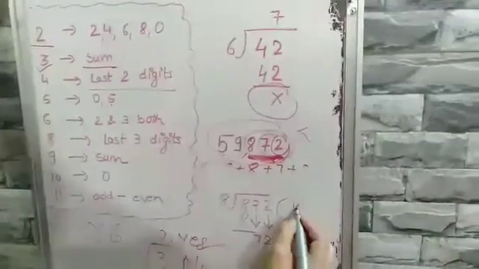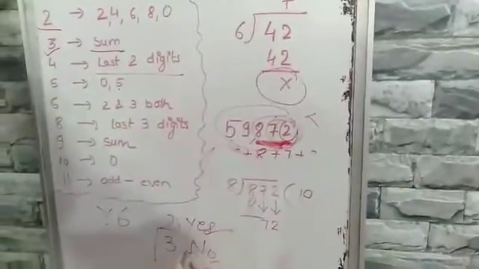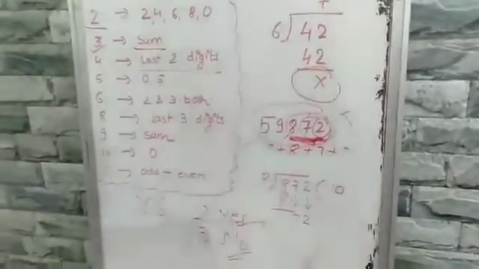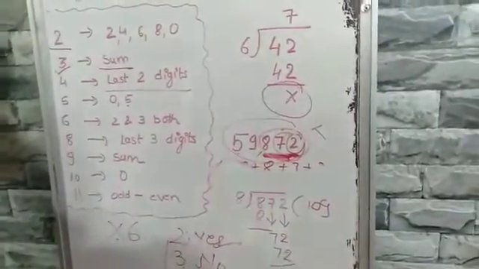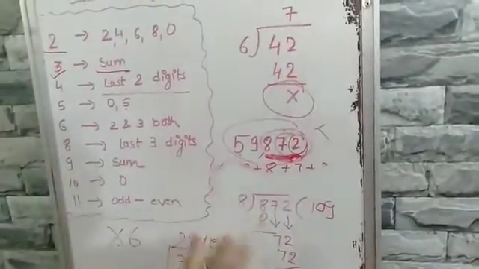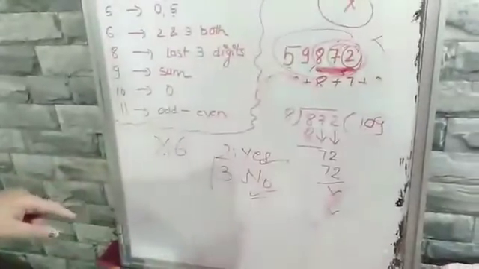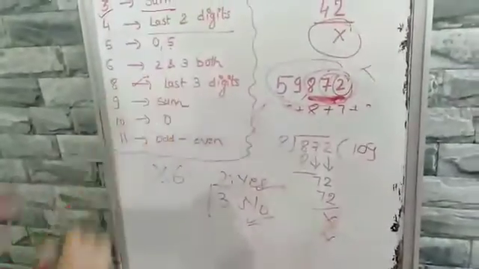So what you have to do? You have to put 0 first as a rule. Now 72 is in the table of 8, yes, 8 nines are 72. That means it is divisible by 8 with no remainder. That means 59,872 will also be divisible by 8. Correct.